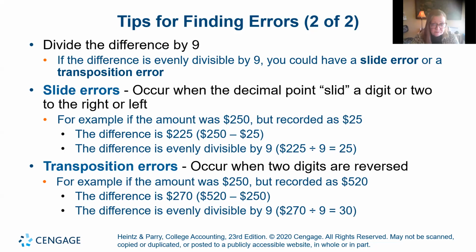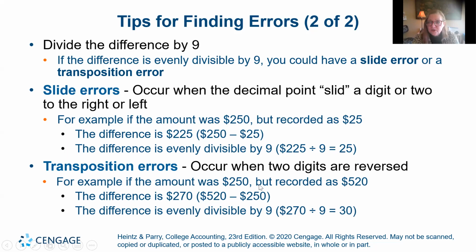It didn't have to be, though, a slide. If it was recorded as 25, then the difference is going to be 9/10 of it. So dividing the difference between debits and credits by 9 would identify if you had just dropped the last digit like that. It could be some other digit you dropped, but the one that the slide error would identify, by dividing by 9, would be this drop of the last 0.